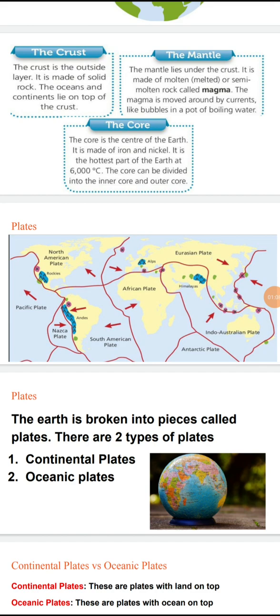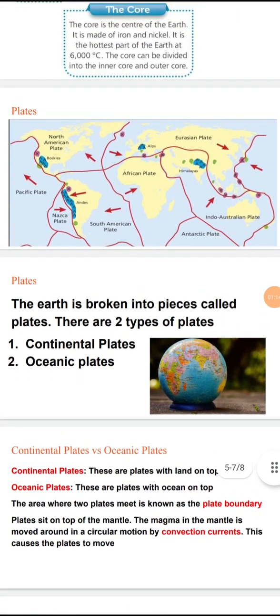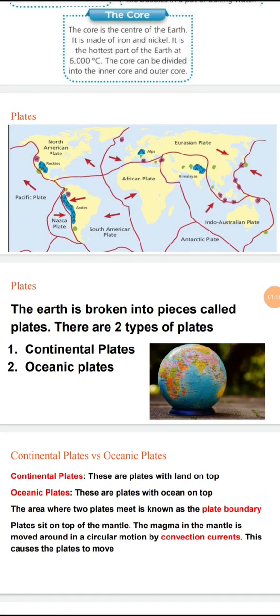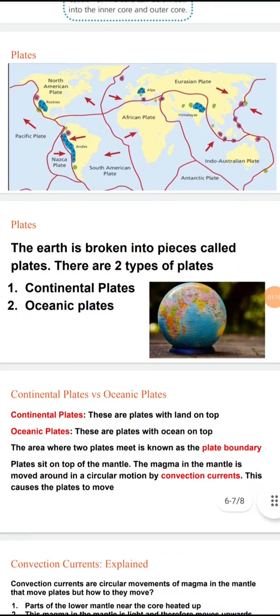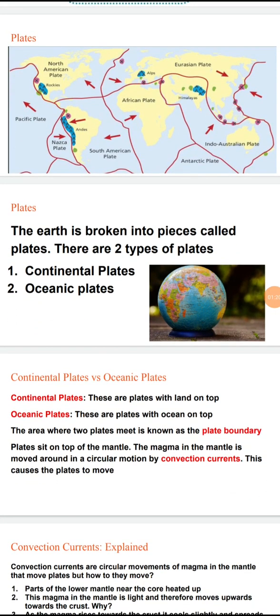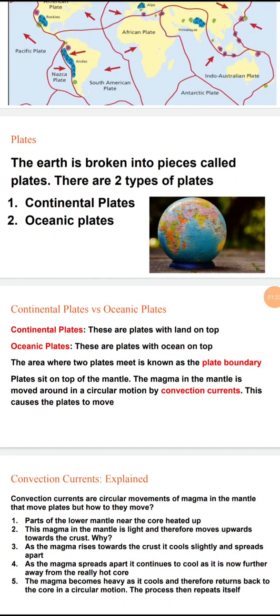So that is a plate image. So plates. The earth is broken into pieces called plates. There are two types of plates: continental plates and oceanic plates. Continental plates versus oceanic plates. Continental plates. These are plates with land on top. Oceanic plates. These are plates with oceans on top.